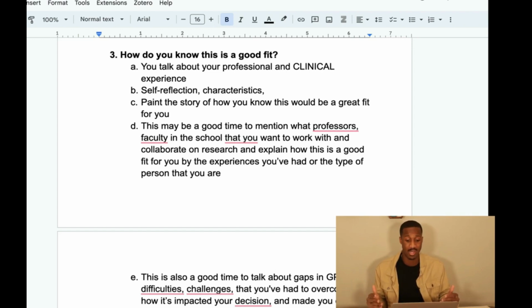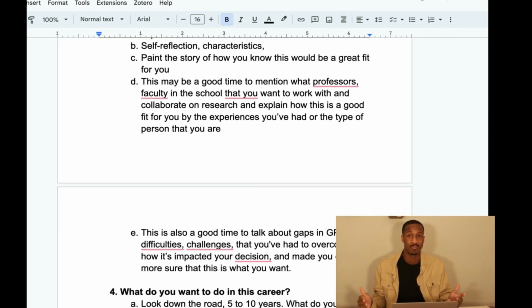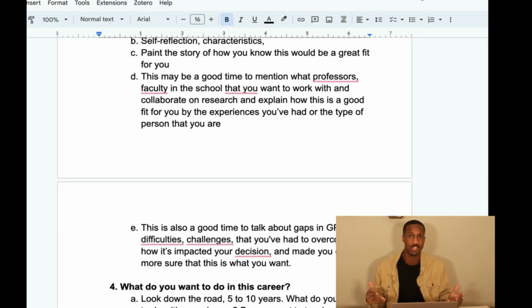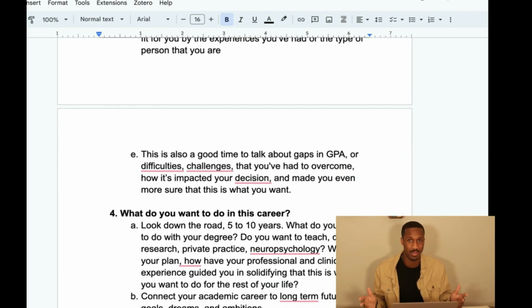This is also a great time to talk about gaps in your GPA. Perhaps you've had difficulties that you've had to overcome. Perhaps there's different things that you've had to go through in terms of not having a good score on the GRE. Talk about that, talk about those weaknesses. They want to also see some self-reflection and introspection in knowing that you are aware of your weaknesses and that's okay. That not everyone's perfect. Everyone's going to have some form of weaknesses. And so being able to communicate that and using your weaknesses as strengths, right?